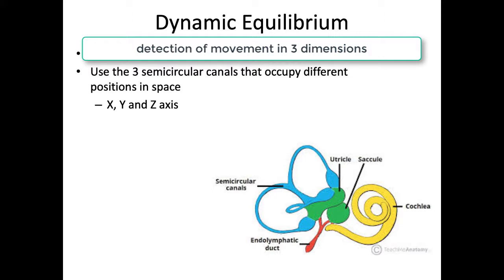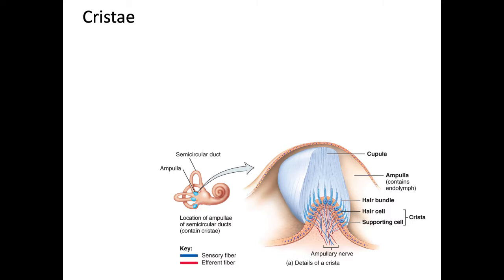The receptors that send this information to the brain are found in each of the three semicircular canals. However, this is still working on the same principle that transduction occurs when the fluid in the semicircular canals pushes against a mechanoreceptor, causing transduction. The cristae are the receptors of dynamic equilibrium, just like the organ of Corti was the receptor organ of hearing, and the maculae are the receptors for static equilibrium.